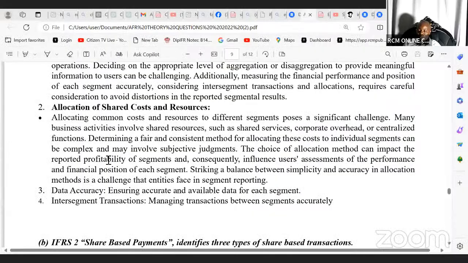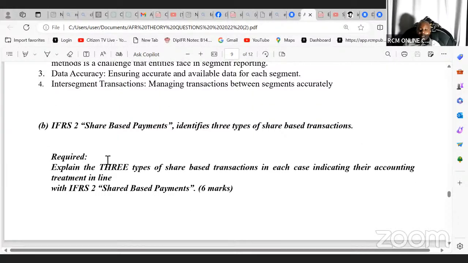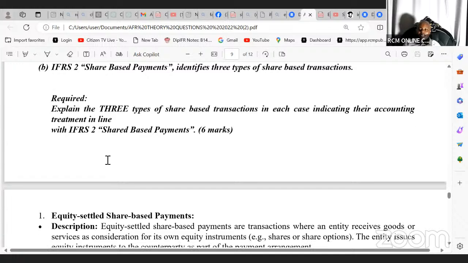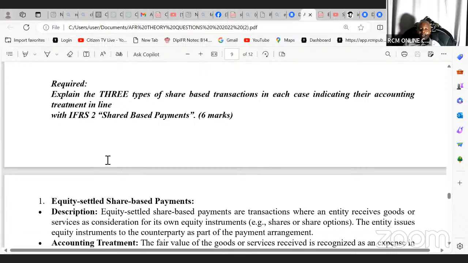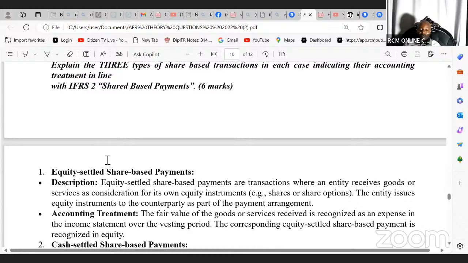Ladies and gentlemen, we go from there to IFRS 2, share-based payments. Identify 3 types of share-based transaction. So IFRS 2 share-based payments identifies 3 types of share-based transactions. Required: explain the 3 types of share-based transactions in each case, indicating their accounting treatment in line with IFRS 2. Now, ladies and gentlemen, remember what you're supposed to recall regarding IFRS 2 share-based payments is this.